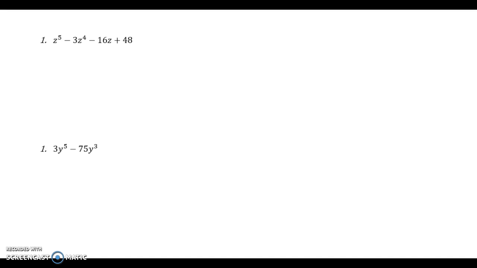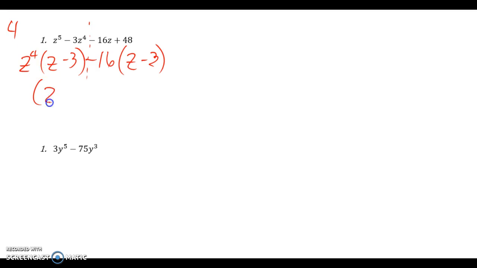All right. Look, 4 terms. Makes me think I'm going to factor by grouping. So I break it down the middle, and I can pull out a z to the 4th, and I'm left with a z minus 3. All right. Then I'll pull out a 16, leaves me with a z minus 3, because I pulled out a negative 16. So now I have z to the 4th minus 16, z minus 3.